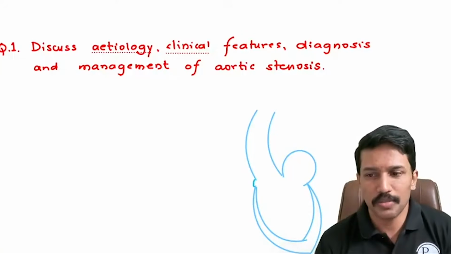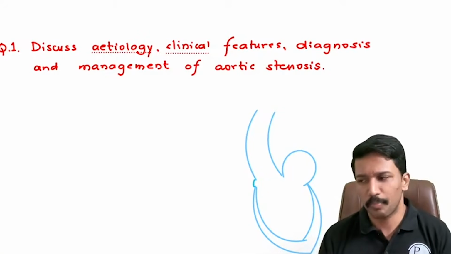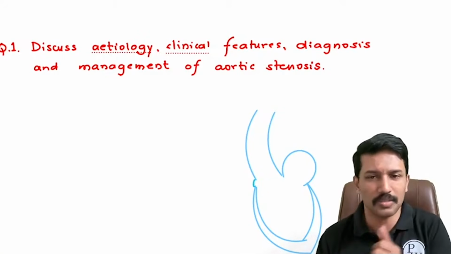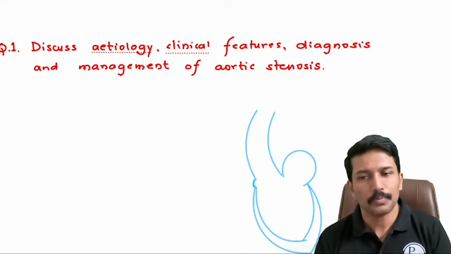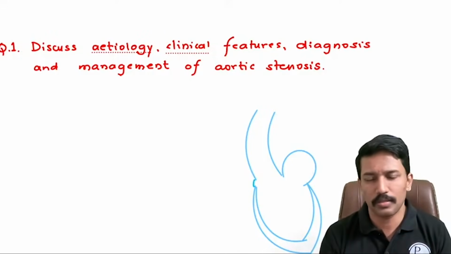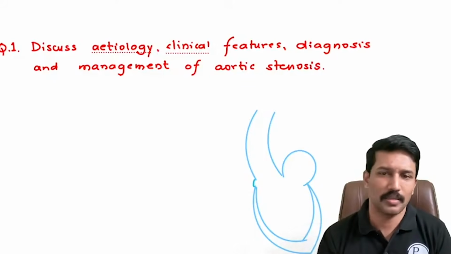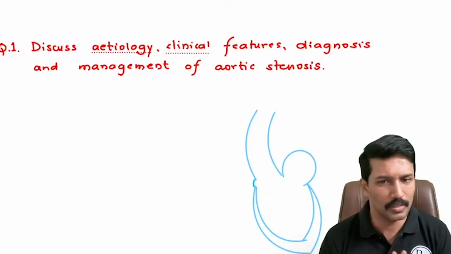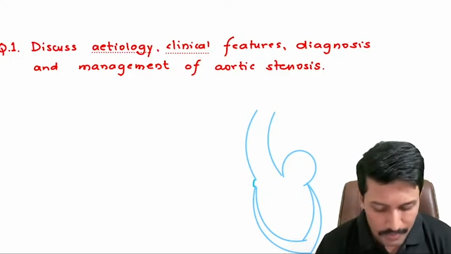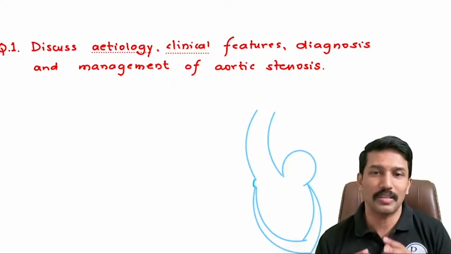So the first question we have is on valvular heart disease. Repeatedly asked valvular heart disease questions are mainly about aortic stenosis and mitral stenosis. Apart from that, heart failure, constrictive pericarditis, and cardiac tamponade are important topics from cardiology, and emerging topics include pulmonary embolism. Okay, so we'll start with the first question, that is on aortic stenosis.